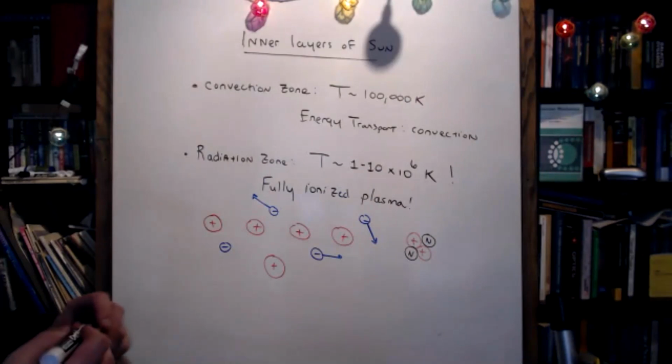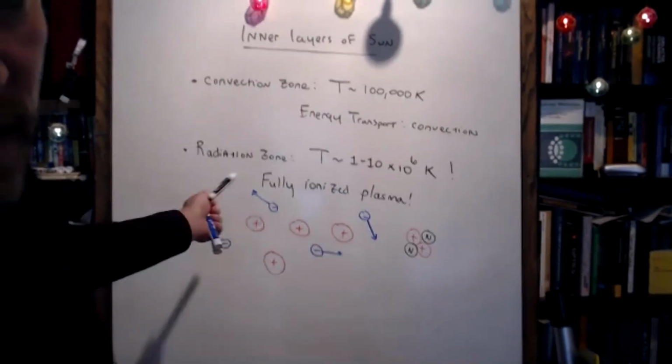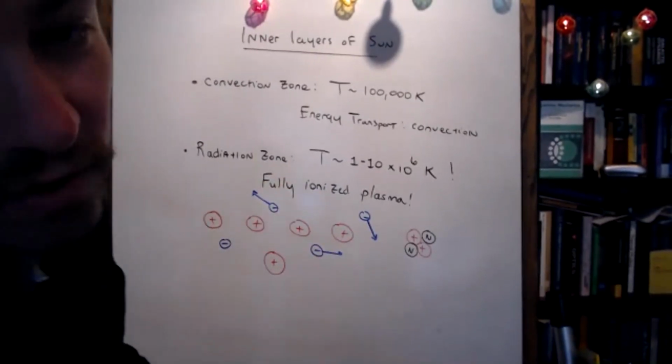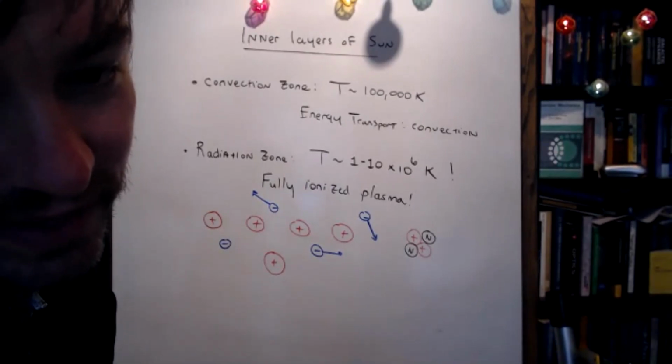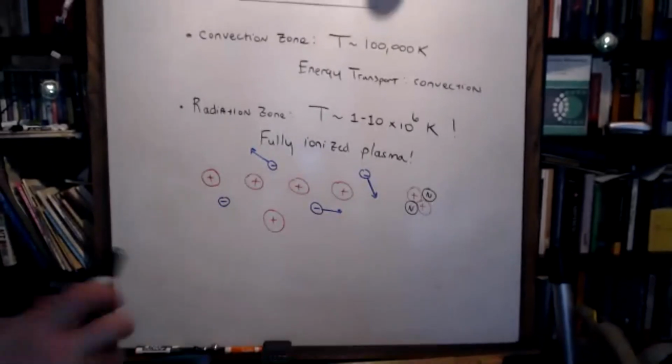This is what your plasma looks like. Now, the radiation zone is called the radiation zone because why? I bet you guys could guess why we're going to call it the radiation zone. How is energy transported?